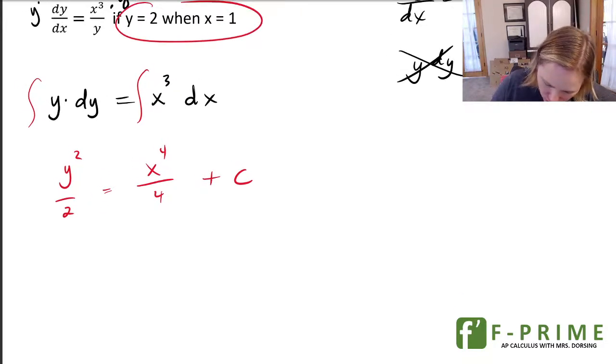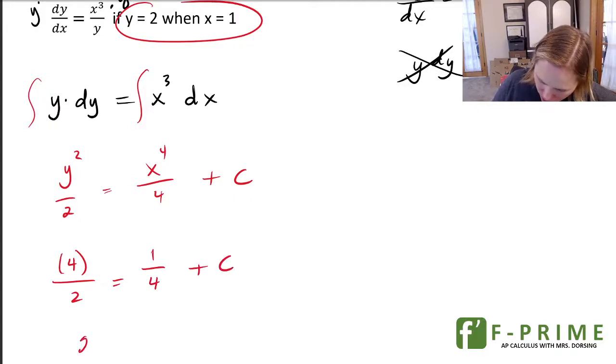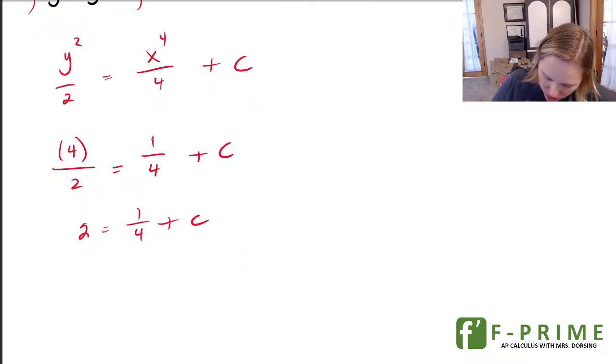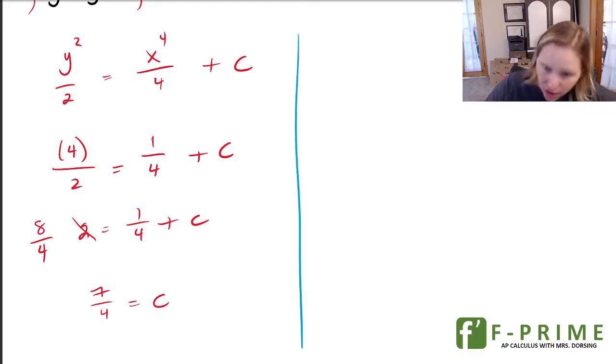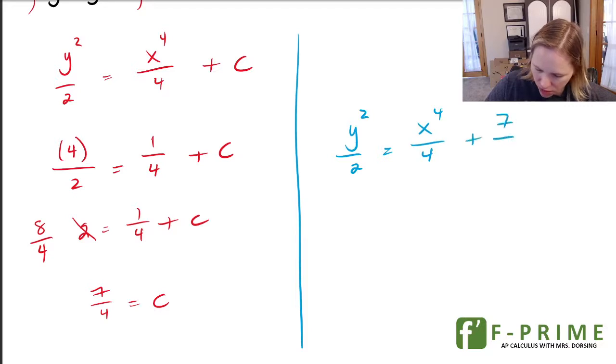Well, if y is 2, then we're going to have 2 squared over 2 equals x is 1, 1/4. So this is going to be 2 equals 1/4 plus c. So the equivalent of 2, that's going to be 8/4, right? So 7/4 equals c. I found the value of my constant. Now I'm ready. I'm going to go back over here and I'm going to start writing down y squared over 2 equals x to the 4th over 4 plus 7/4.